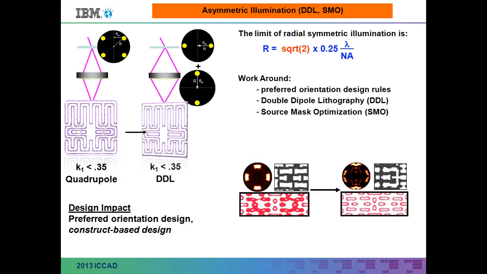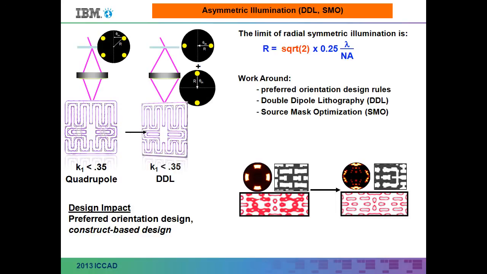That you can't really get to 0.25 lambda over NA, because if you want to keep things symmetrical, you have to put your illuminators out into the corners where they contribute equally to vertical and horizontal features, but they can only do so at a square root of 2 times 0.25. So to get below, and square root of 2 times 0.25 is roughly 0.35, right? That's where that number comes from. Again, these numbers, they're not arbitrary. They have a physical reason behind them.